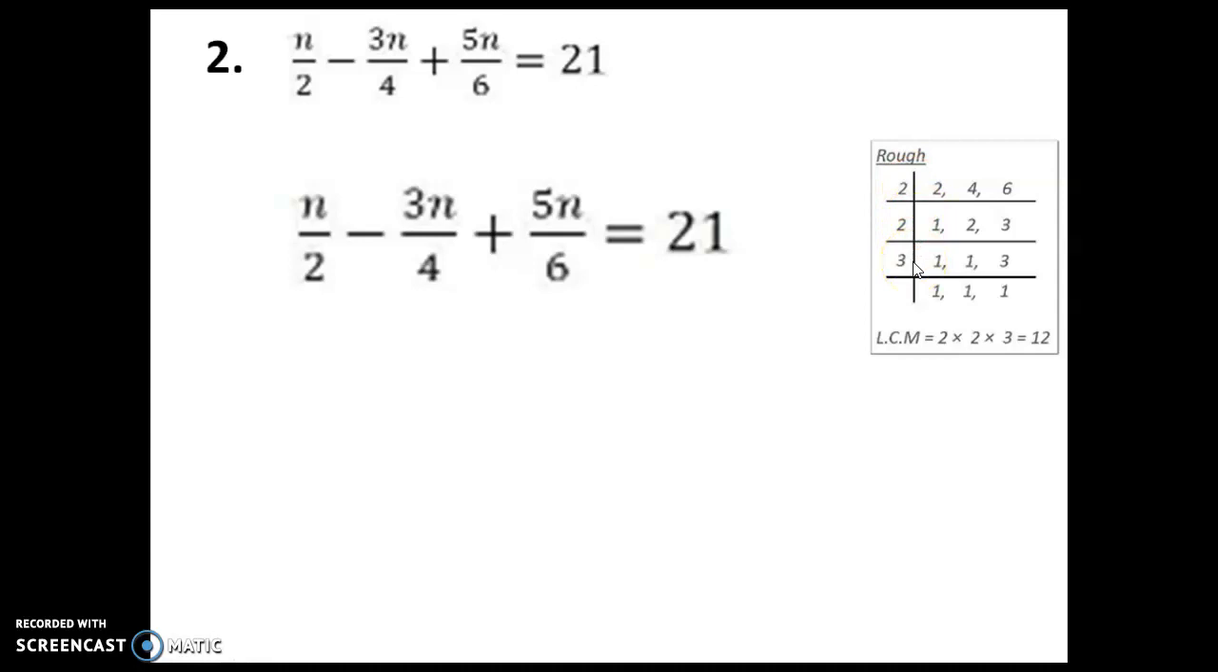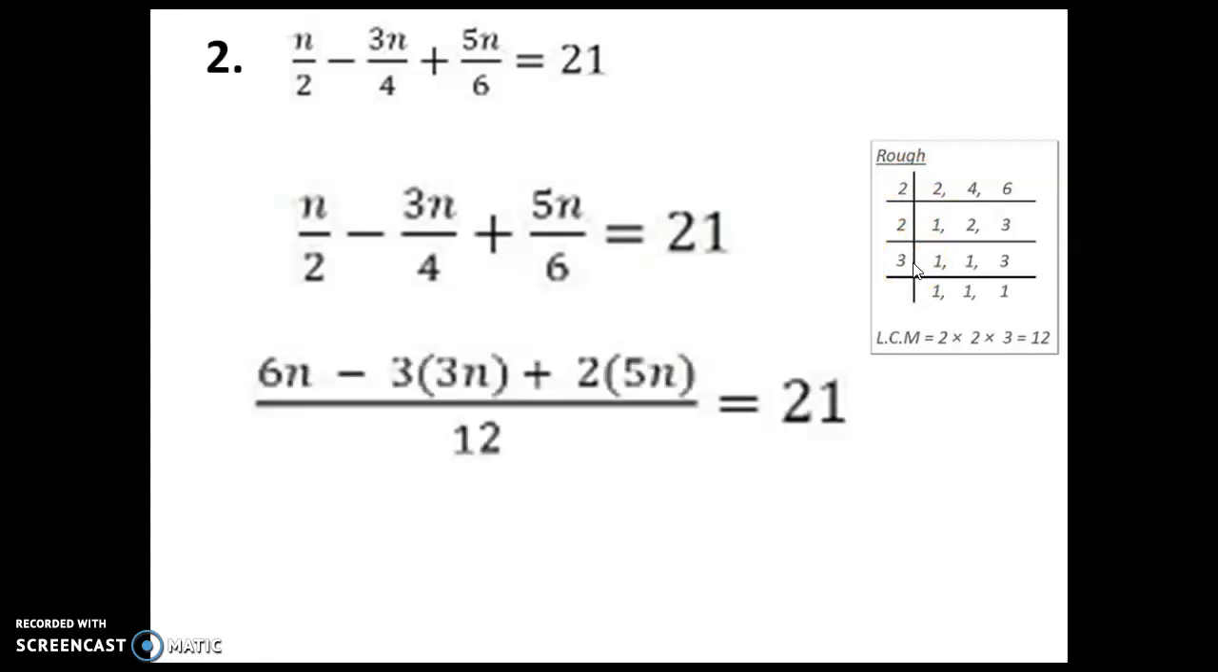2 into 2 into 3 is equal to 12, that's the LCM. So here 12 is the LCM. 2 into what number if we multiply, we will get 12? It's 6. So that number you have to multiply with the numerator of 2. Then 4 into what number if you multiply you will get 12? You have to multiply by 3. So that 3 you have to multiply with this numerator. Then 6 into 2 is 12. That 2 has to be multiplied to the numerator of 6.